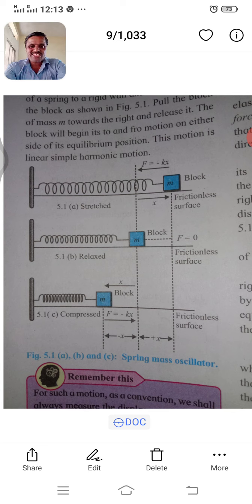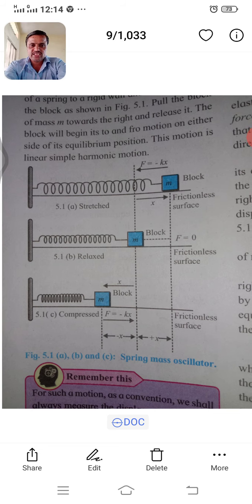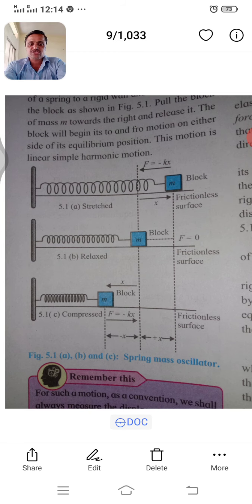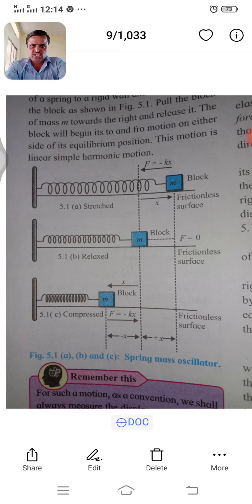If that block is displaced towards the right in figure A from its mean position, the force exerted by that spring on the block is directed towards the left. Look here in figure A: the force is directed towards the left and the displacement x is in the opposite direction. Now in this condition, if x is the displacement and F is the restoring force, what does that mean?